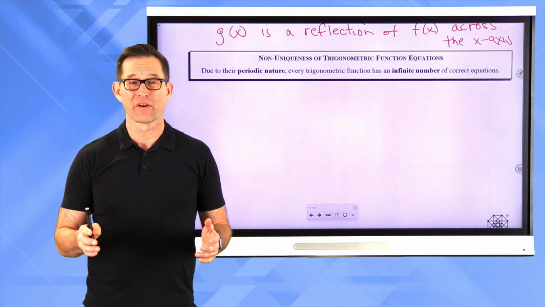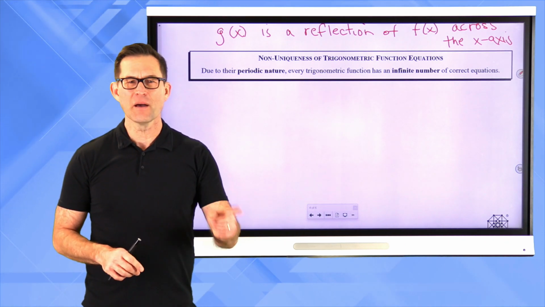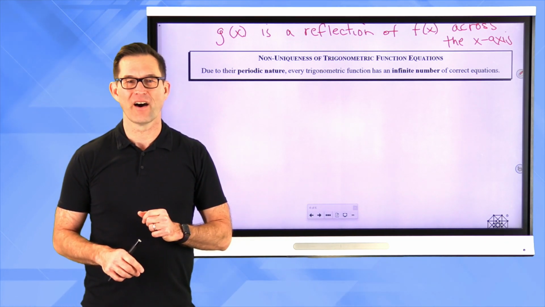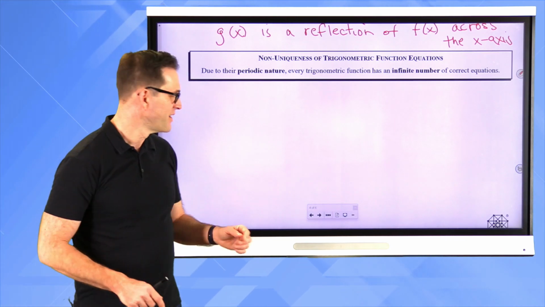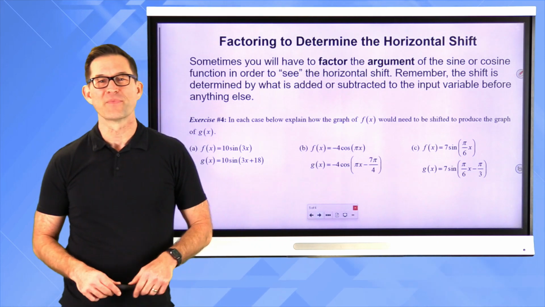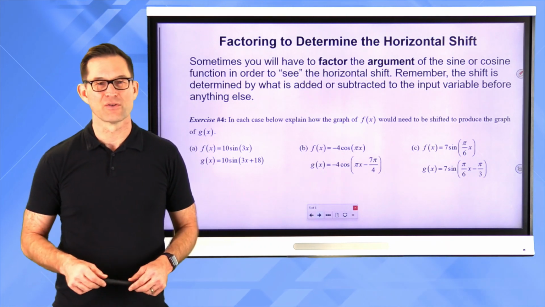In our next lesson, we're going to spend quite a bit of time saying, hey, let's come up with an equation for this curve based on sine, and then let's turn around and come up with one based on cosine. Anyhow, let's take a look at one more problem. Factoring to determine the horizontal shift.